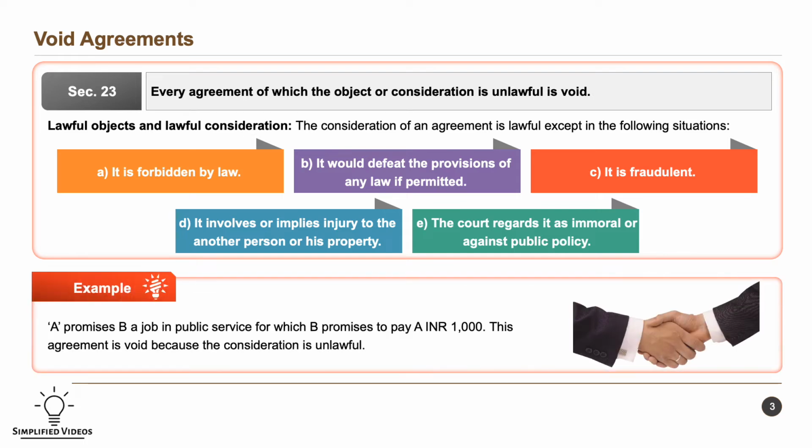For example, A promises B a job in public service for which B promises to pay A INR 1000. This agreement is void because the consideration is unlawful.